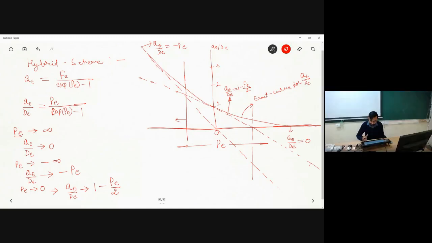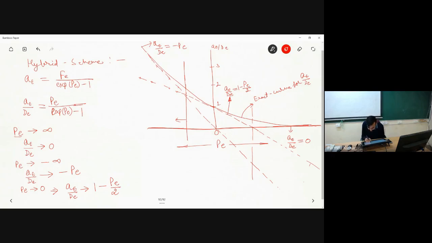So what I am trying to say over here is that the maximum of these three will be approximating our coefficient closest to the exact variation of the solution. Okay, so this is a very, very important point based on which the hybrid scheme is designed.